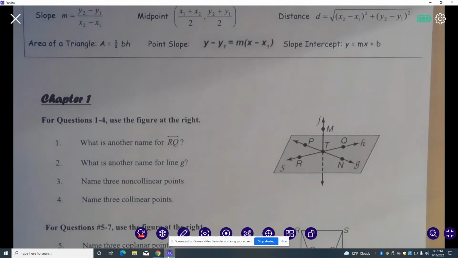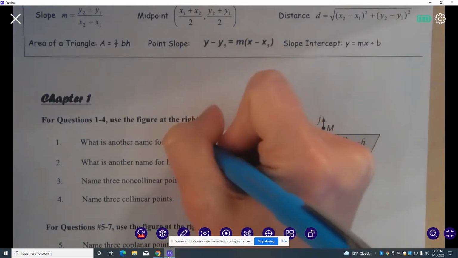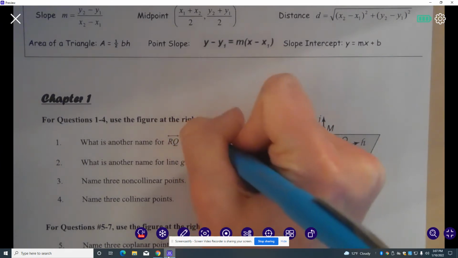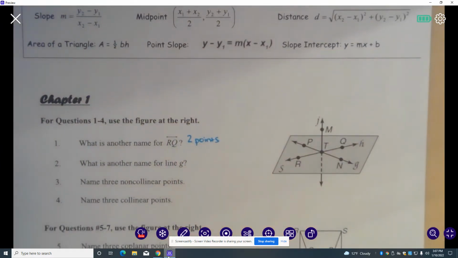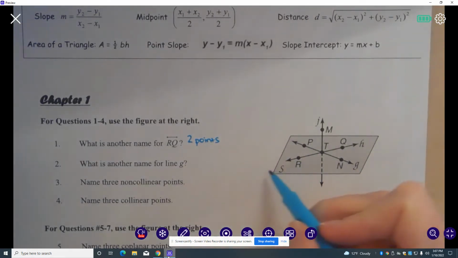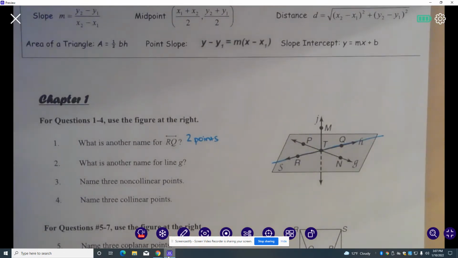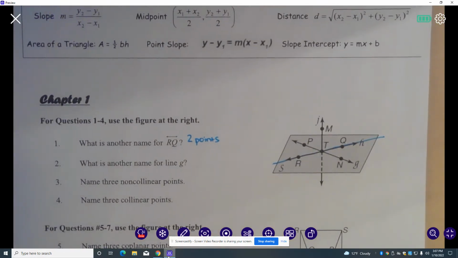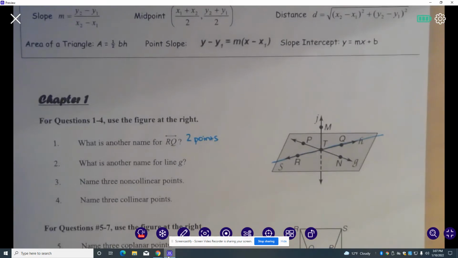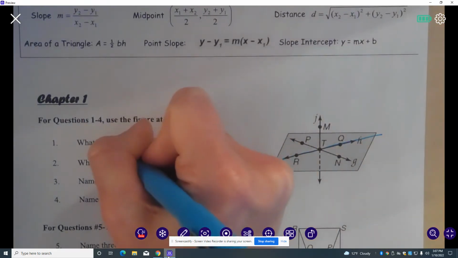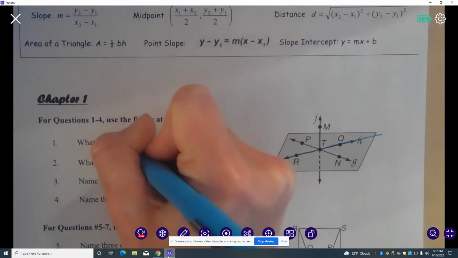Number 1, what's another name for line RQ? So remember, to name a line, you need 2 points on the line. So where is line RQ? That is this line here. And so another way you could name line RQ, well, T and Q are 2 points on the line. So you could name this line TQ.